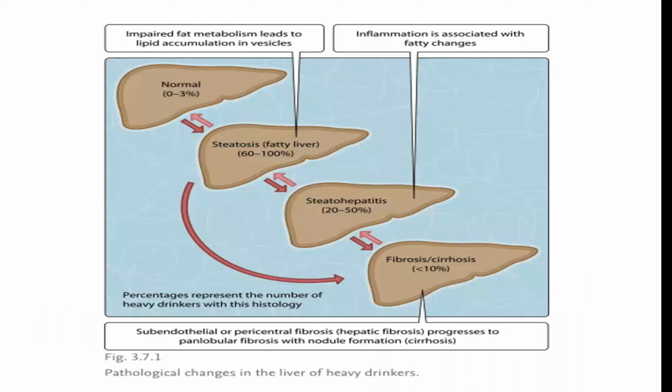So that's shown in the diagram there. You start off with a normal liver. Then this can progress to steatosis or fatty liver. At this point, it is reversible. It can then progress further to steatohepatitis. And then lastly, fibrosis and cirrhosis, by which point it's irreversible.